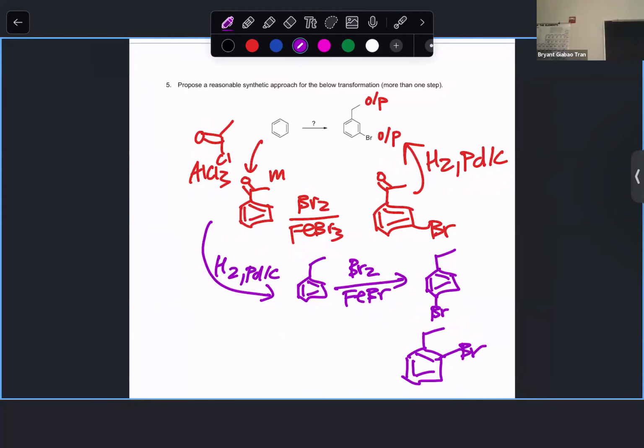So these red arrows here are the correct sequence, correct order, and correct reactions to use. The purple sequence here uses the same kind of reactions, but in a different order. And if you mess up the order, you get the wrong product because of the ortho para directing group or the meta directing group. Right?